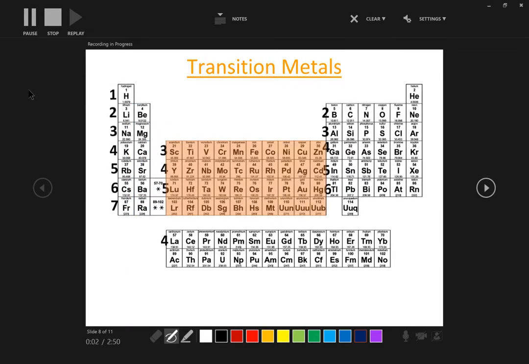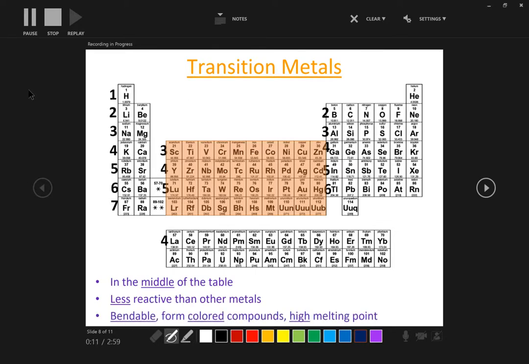What are transition metals? Transition metals are in the middle of the table. They are less reactive than other metals. They are bendable, form colored compounds, and have high melting points.